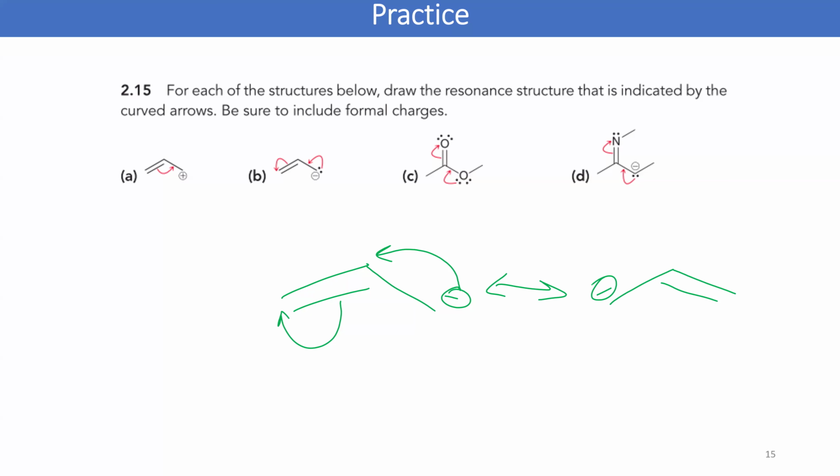So again, to get full credit here, the arrows are already drawn. All you would need to do is draw that. The tricky ones are when the arrows aren't drawn and it says, draw all the resonance structures, all significant resonance structures. But we'll build up to that.